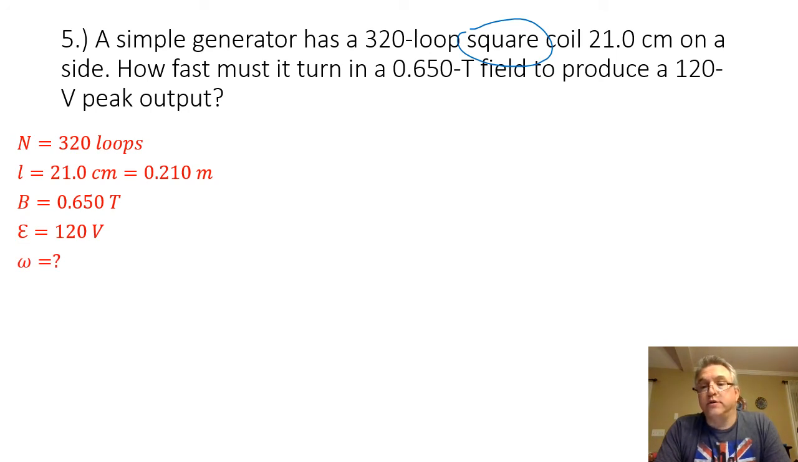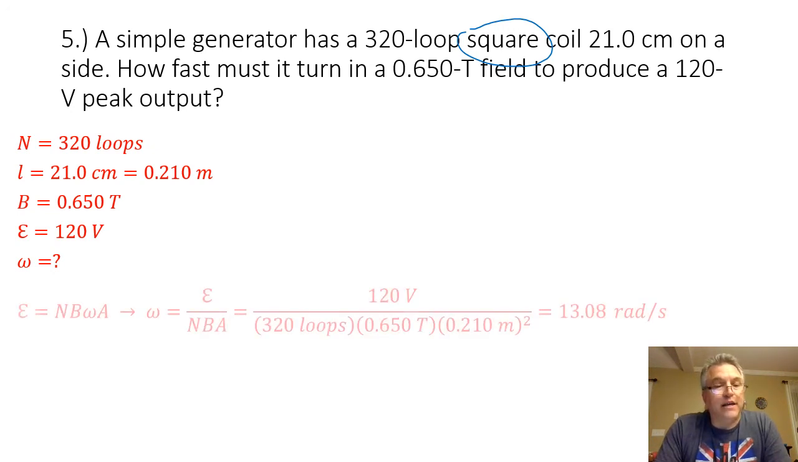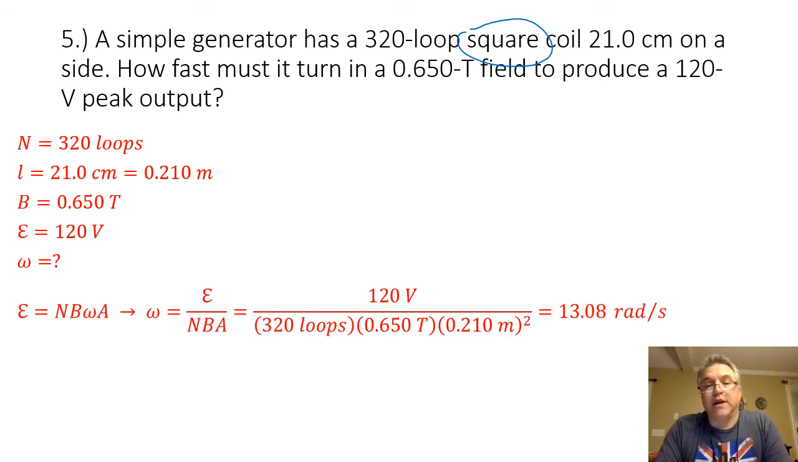So we are going to solve this problem for omega, or our angular speed. Again, using our formula for EMF, E equals N times B times omega times area. Solving that for omega is going to give me E divided by N times B times the area. Do the math out, and I'm going to get an angular speed of 13.08 radians per second.